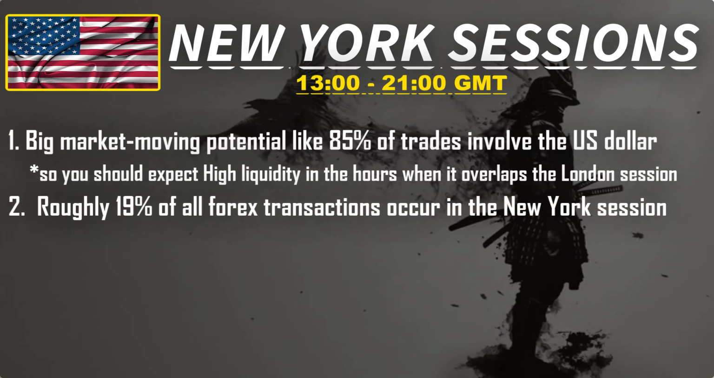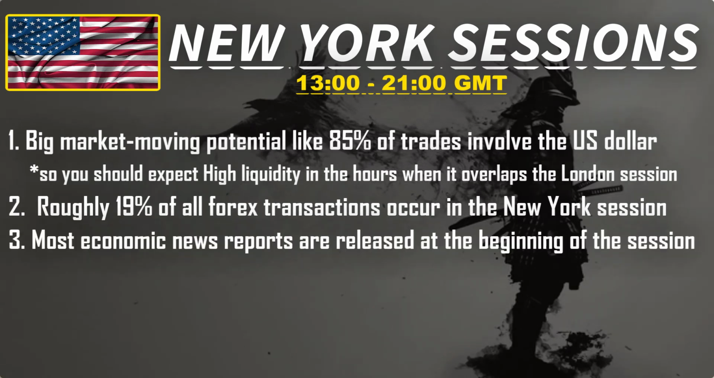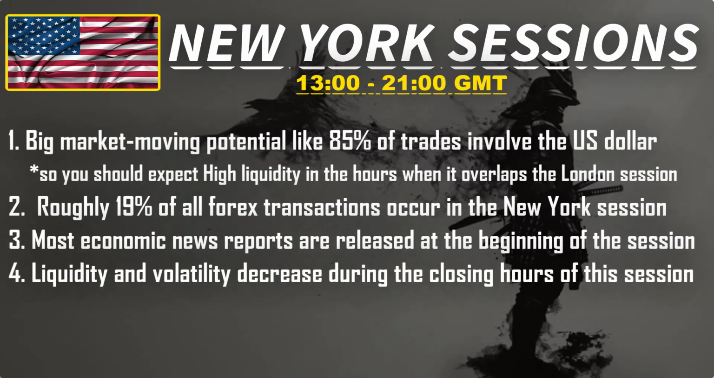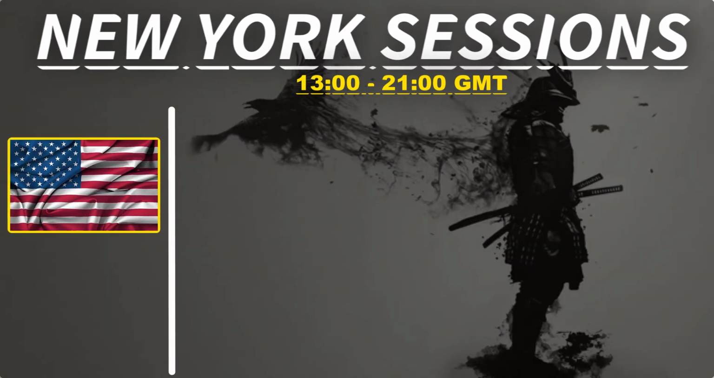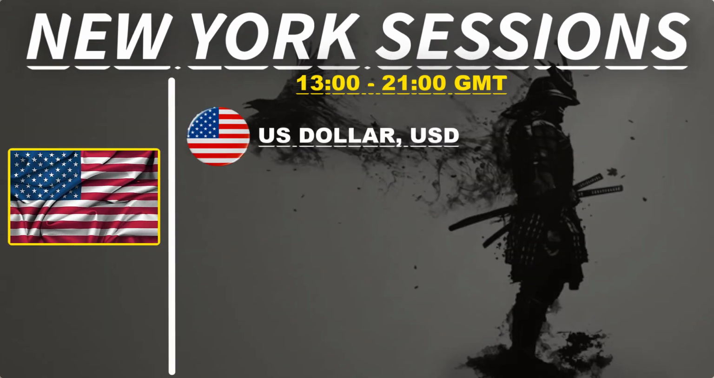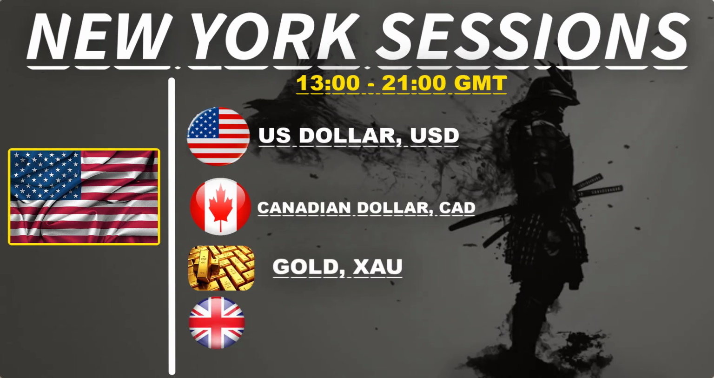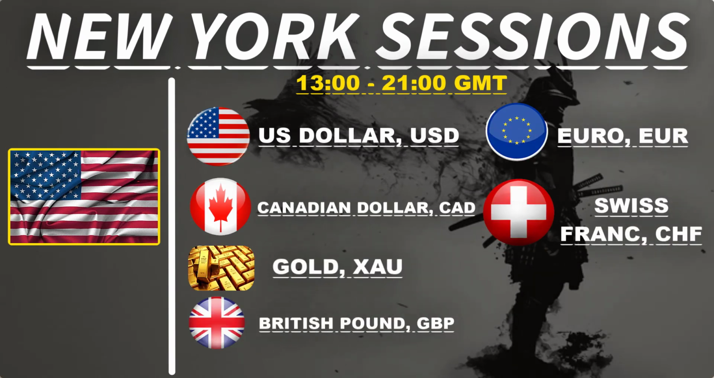Roughly 19% of all forex transactions are carried out during the New York session. Most economic news reports are released at the beginning of the session. Liquidity and volatility decrease during the closing hours of this session. There is a small amount of movement on Friday afternoon, plus high chances for trend reversal in the closing hours. So during the New York session, the US dollar, Canadian dollar, gold, pound, euro, and Swiss franc are the currencies that are being actively traded.